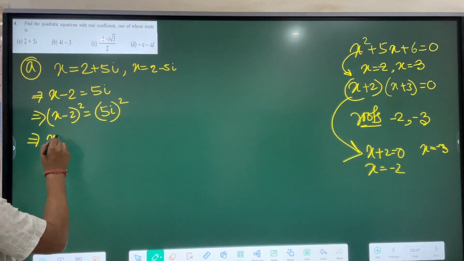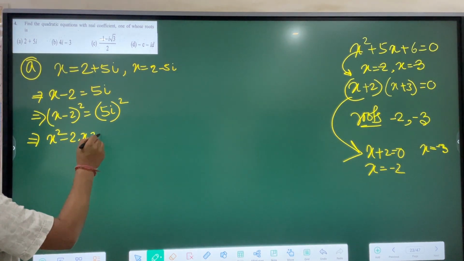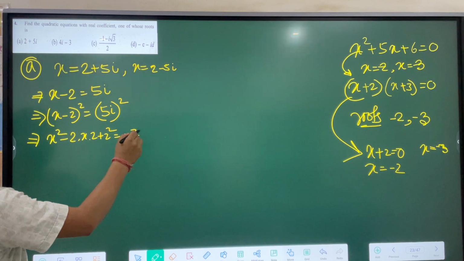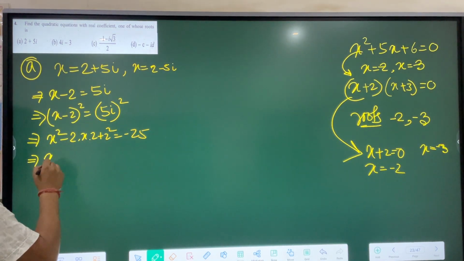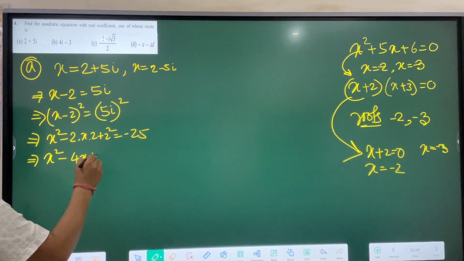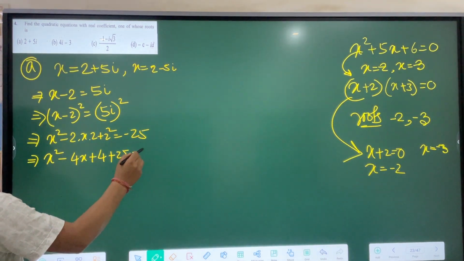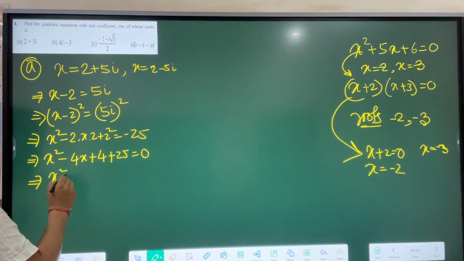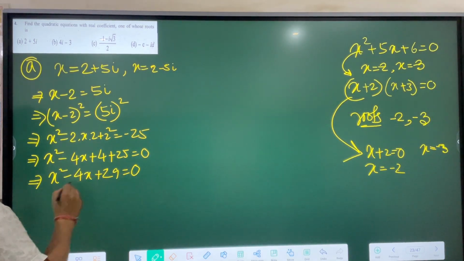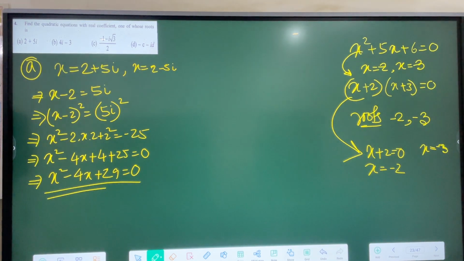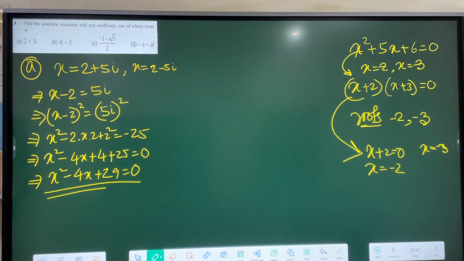So x square minus 2ab plus b square minus 25. 5 square is 25, i square is minus 1. So x square minus 4x plus 4 plus 25. So x square minus 4x plus 29 equals to 0. Quadratic equation we have got, in which highest power of x is 2. So this is one way.